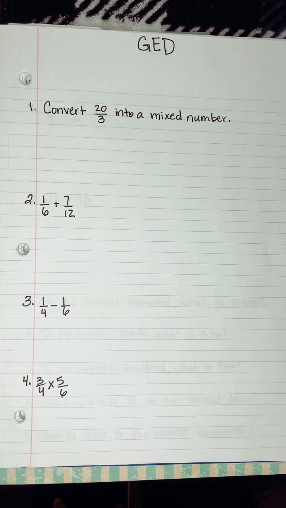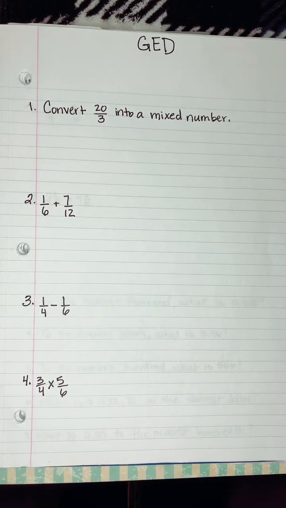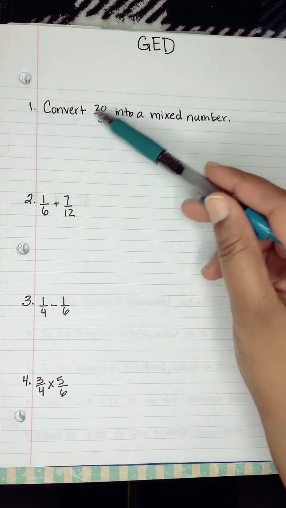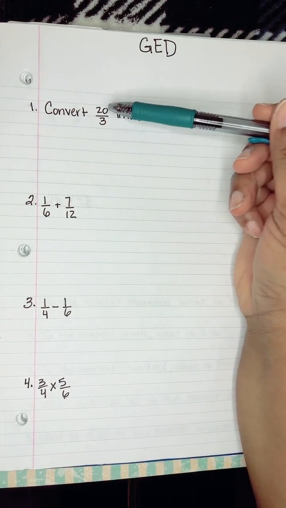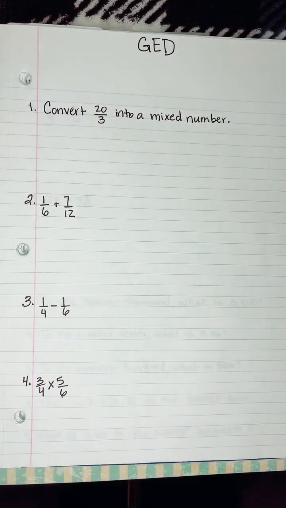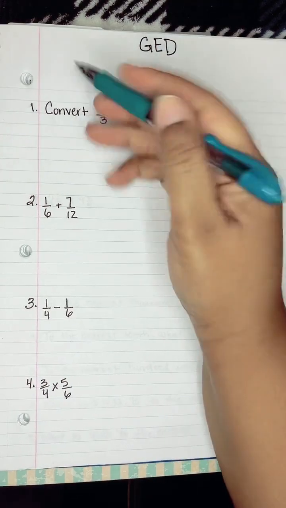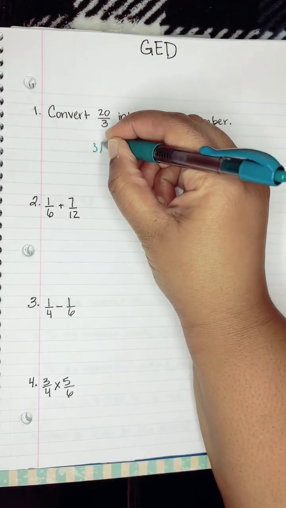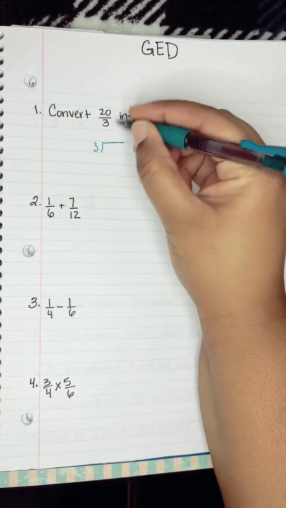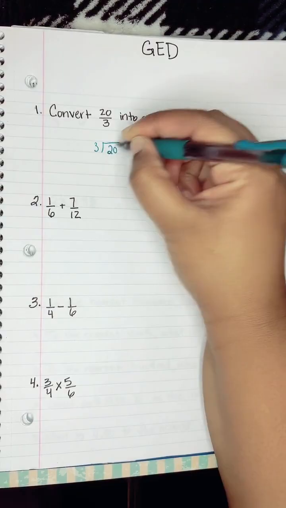All right, so number 1 says convert 20/3 into a mixed number. Whenever you want to change an improper fraction, which is when the top number, called the numerator, is bigger than the denominator, you just divide. The bottom number goes on the outside of your division bar, and the top number goes inside.